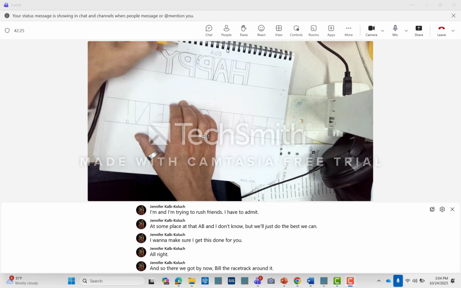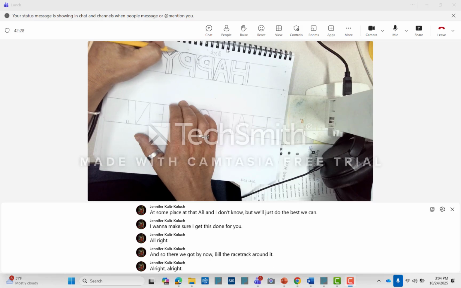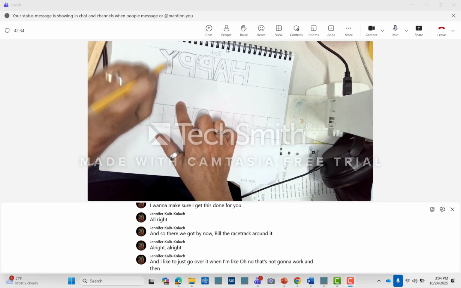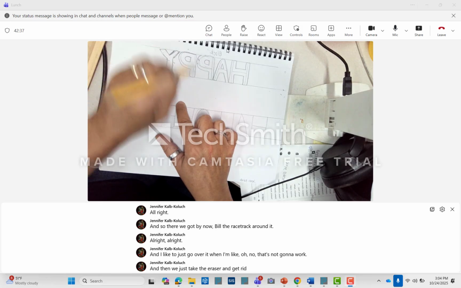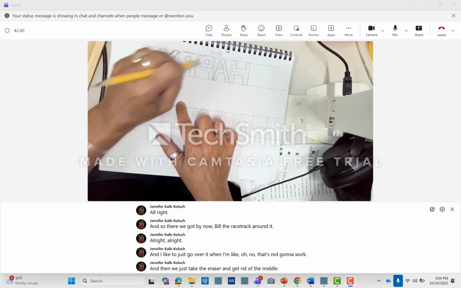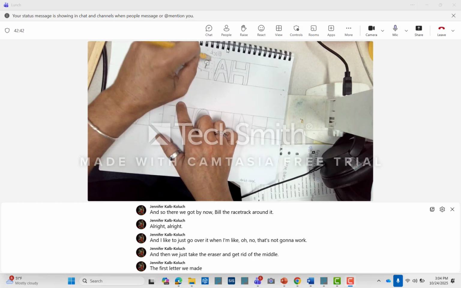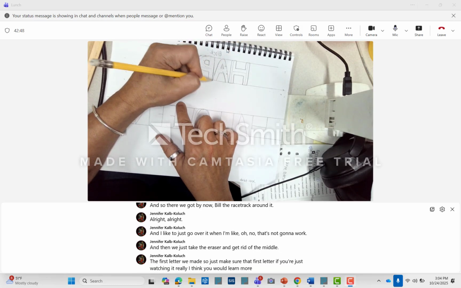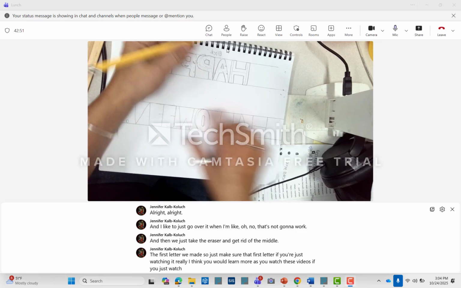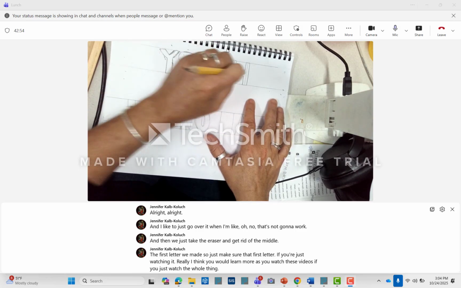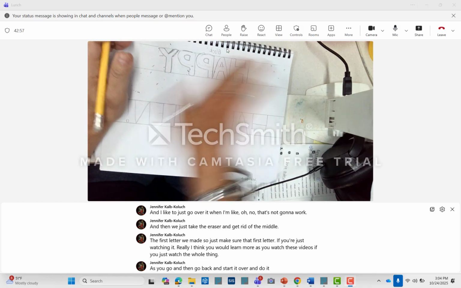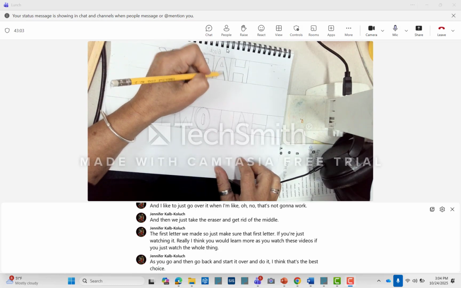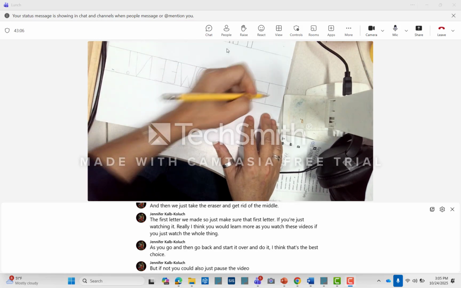All right, all right. And I like to just go over it when I'm like, oh no, that's not going to work. And then we just take the eraser and get rid of the middle, the first letter we made. So just make sure that first letter, if you're just watching it, really, I think you would learn more as you watch these videos if you just watch the whole thing as you go and then go back and start it over and do it. I think that's the best choice, but if not, you could also just pause the video. All right, so now we're going to do the bottom here.